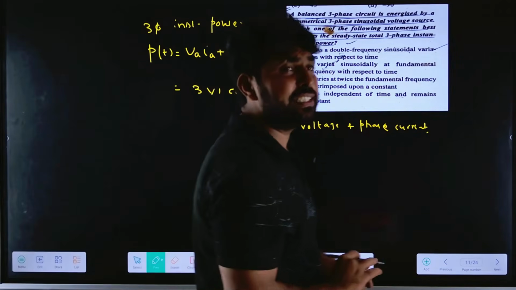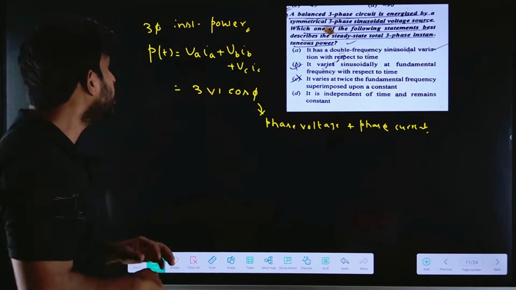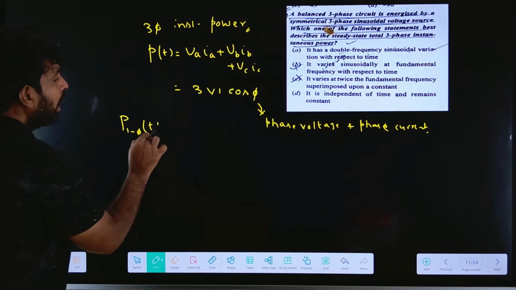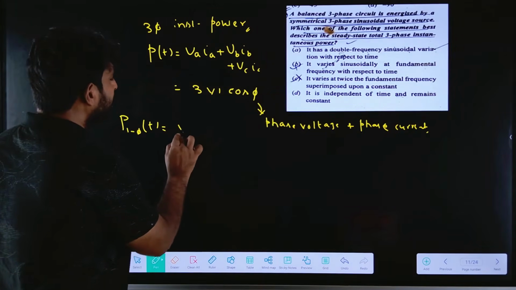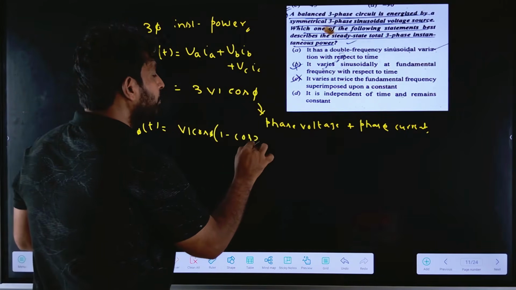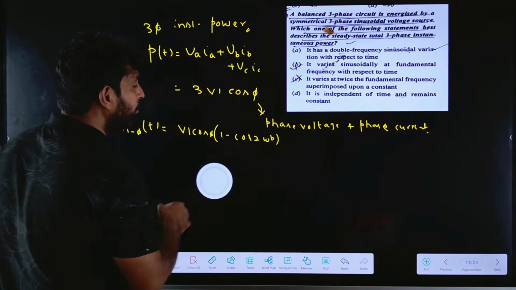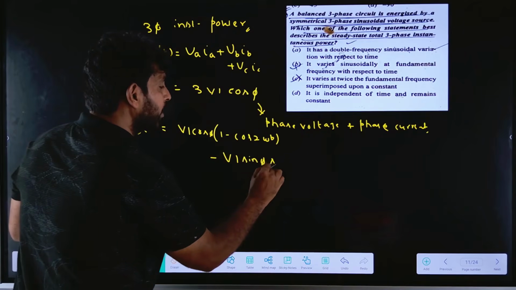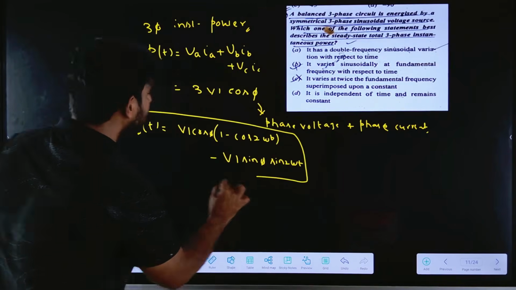For example, if it is a single-phase instantaneous power, we have derived that also. So if it is single-phase instantaneous power, how will the voltage and the power be? Here it will be VI cos phi into (1 minus cos 2 omega t), minus VI sin phi into sin 2 omega t. So this is the expression for single phase.